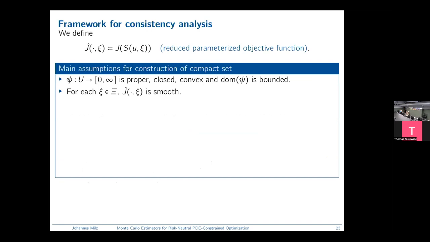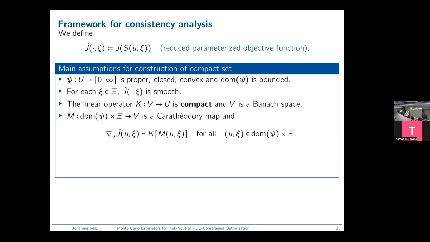And so what we do is we define our parameterized objective function, and then there are a few technical assumptions. So the domain of this function psi should be bounded. That's very helpful to define a compact set. And then for each xi, this reduced parameterized objective function should be differentiable in order to apply our optimality conditions.